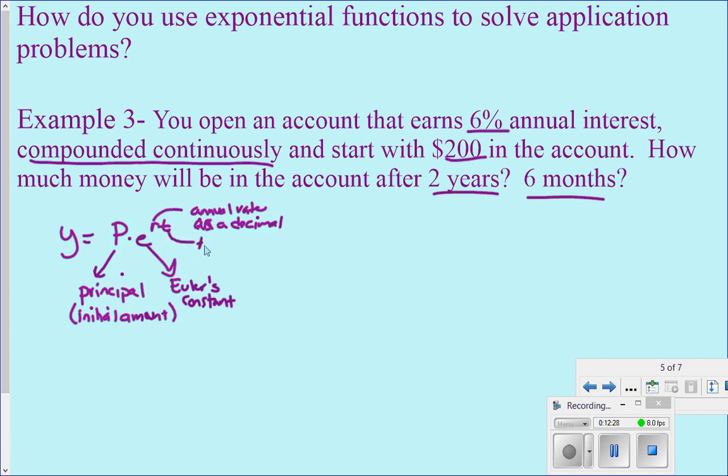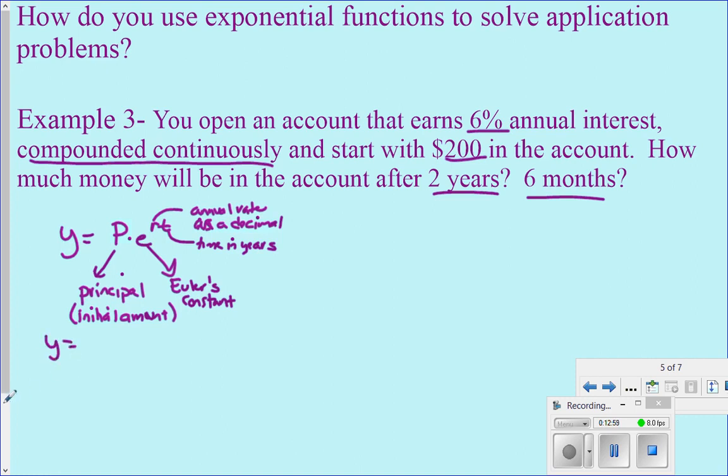And T is the time in years. The time has to be in years. If by chance I'm asking something besides years, you have to convert whatever it is that I'm asking for into years, because with PERT, you have to use the annual rate, which means you have to use the time in years. There's no way around that. You have to do that. So now that we know what the formula is, let's see how it works.